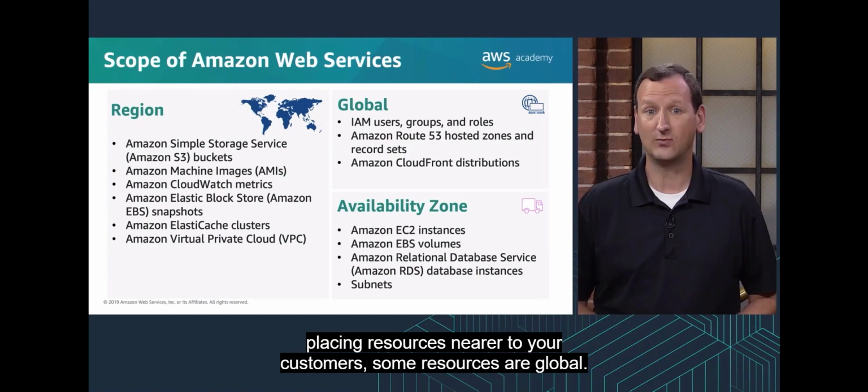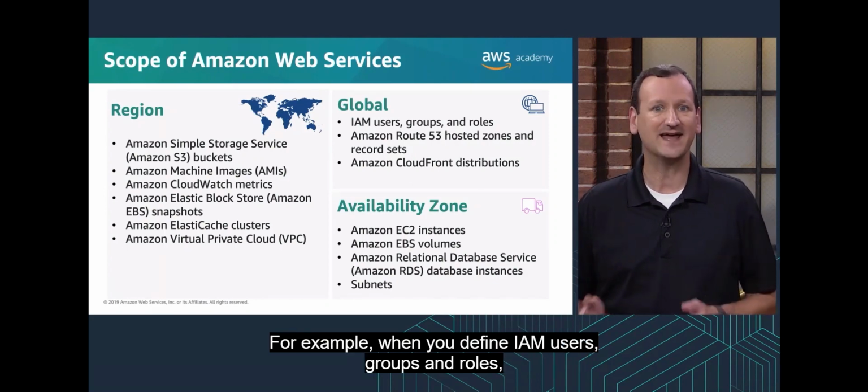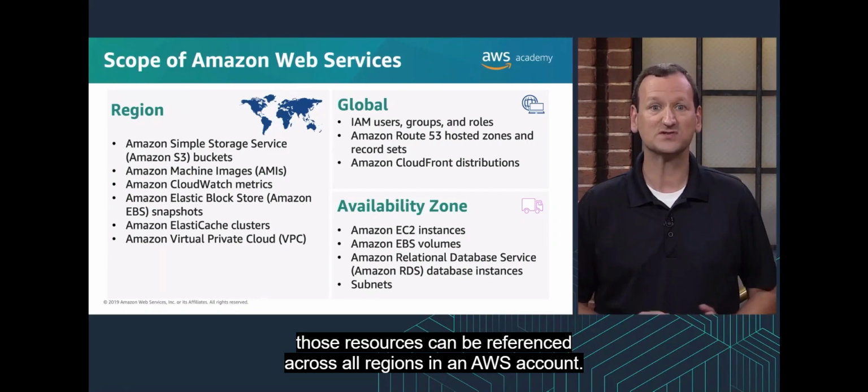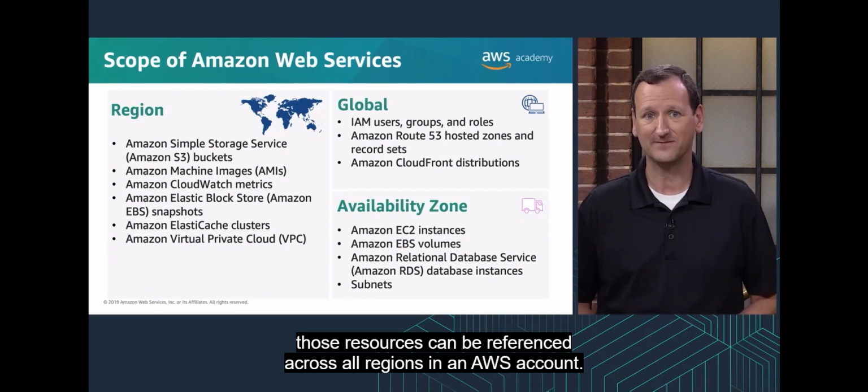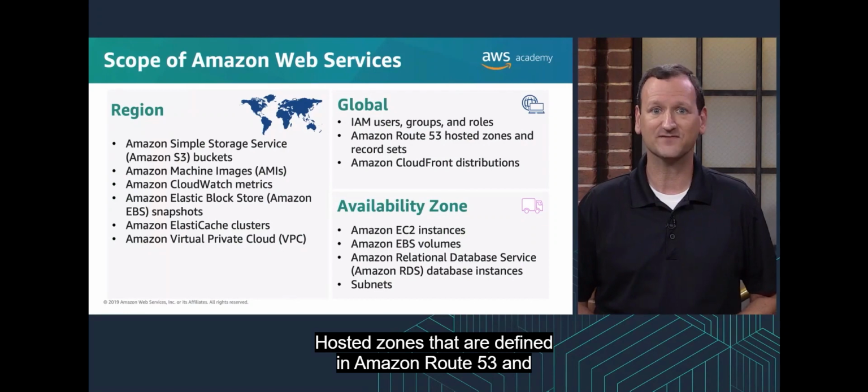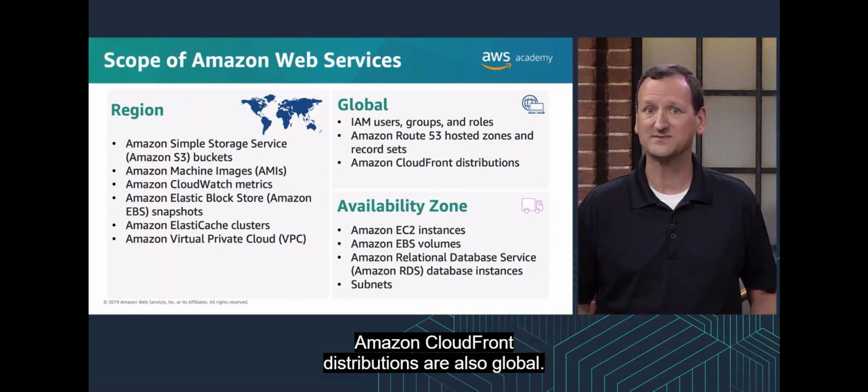Some resources are global. For example, when you define IAM users, groups, and roles, those resources can be referenced across all regions in an AWS account. Hosted zones that are defined in Amazon Route 53 and Amazon CloudFront distributions are also global.